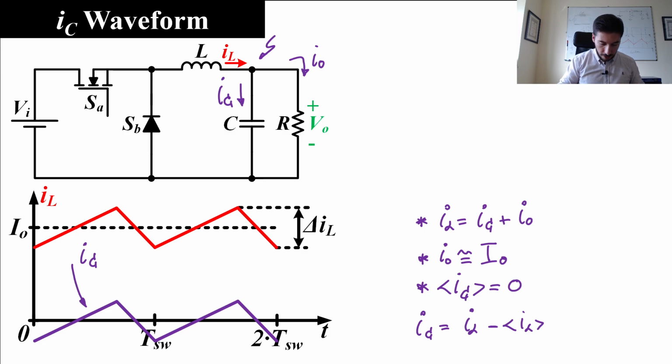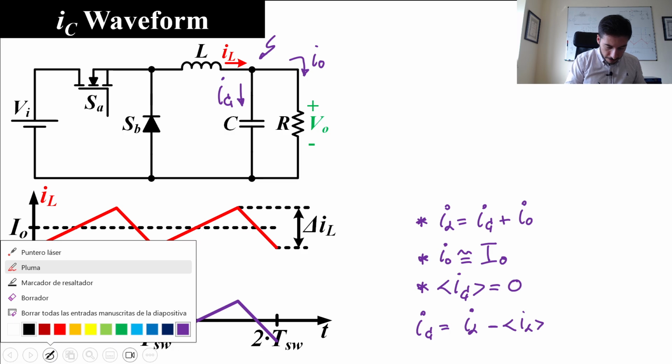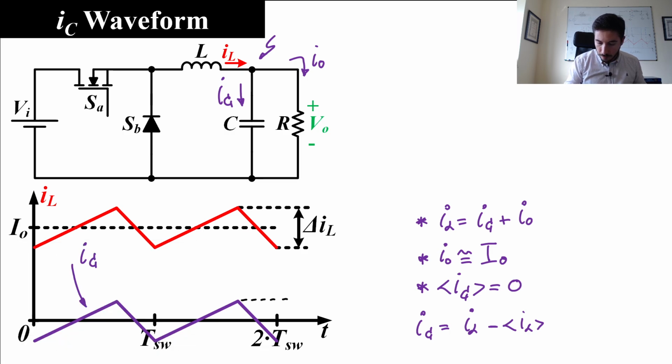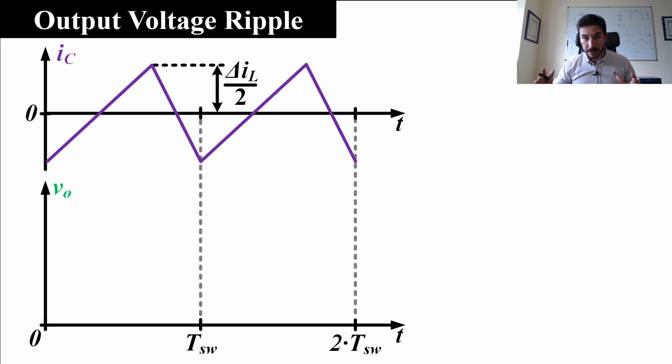And I want to point out one parameter here. It is the peak value, the maximum value of that current, which essentially is half the peak-to-peak inductor current ripple. Well, we will use this in a couple of minutes. Okay, so now we know the current waveform we have through the capacitor. Let's try to use this information to estimate the output voltage ripple.